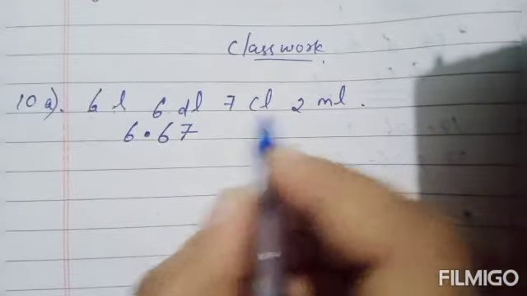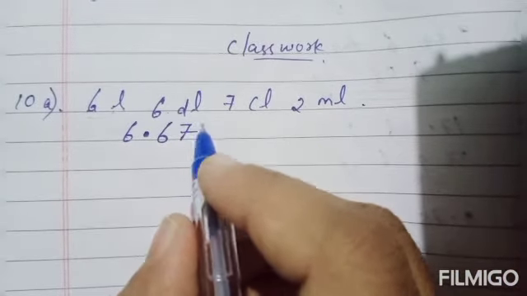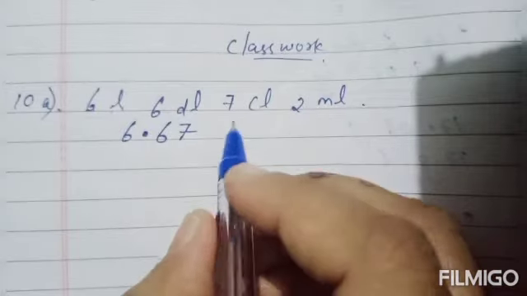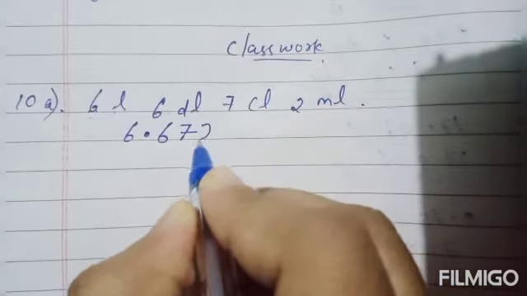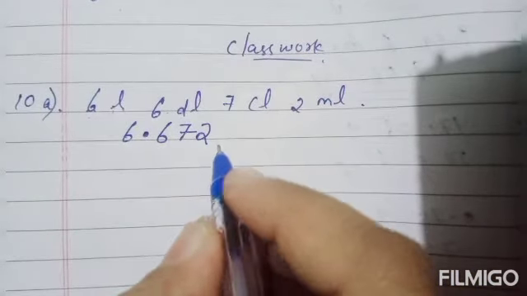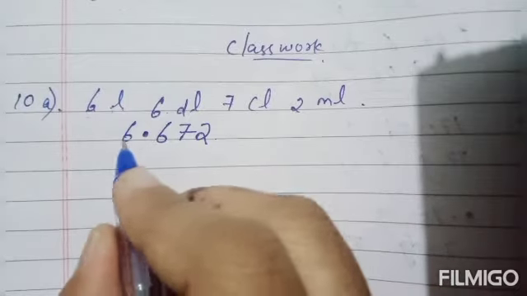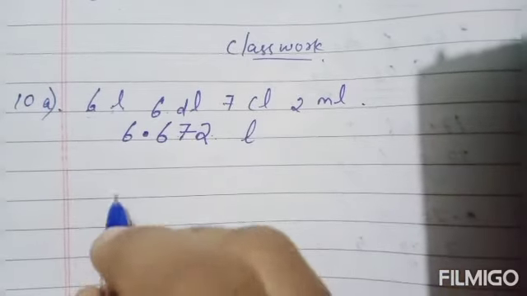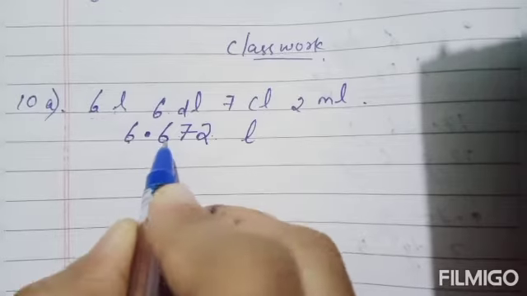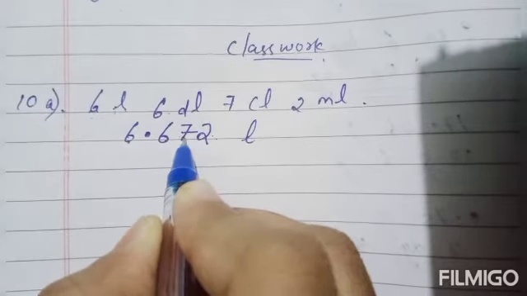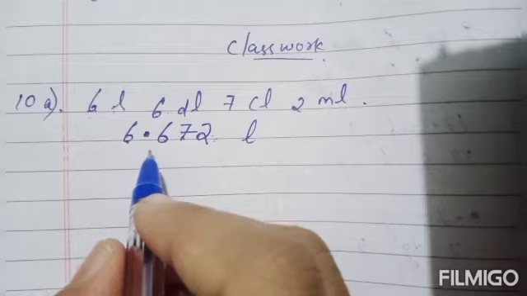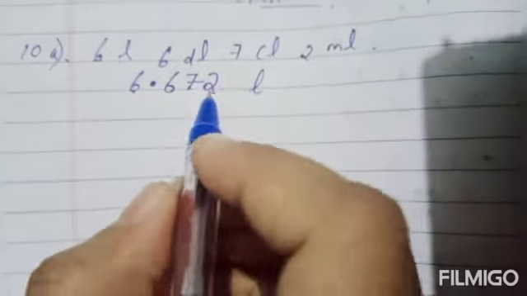Next, milliliter will come in 1000th place. In the question 2 milliliter is given. So the digit in 1000th place will be 2. Okay, 6.672 liter. This is liter, deciliter, centiliter, milliliter. So 6.672 liter is the answer.